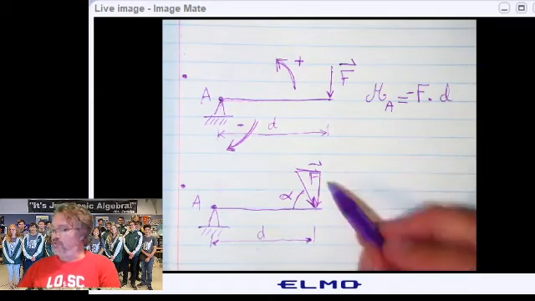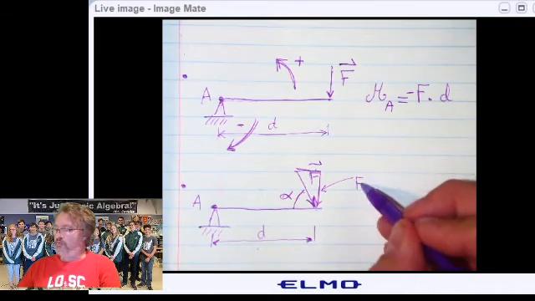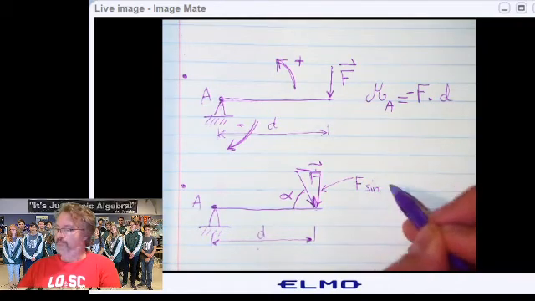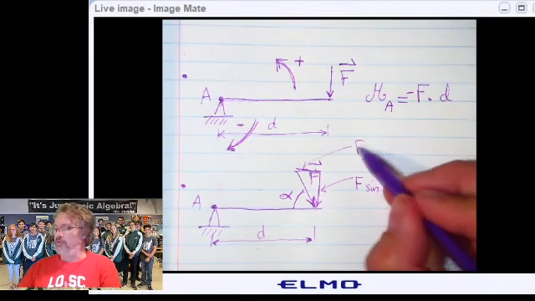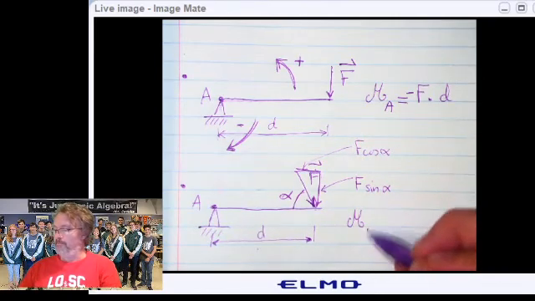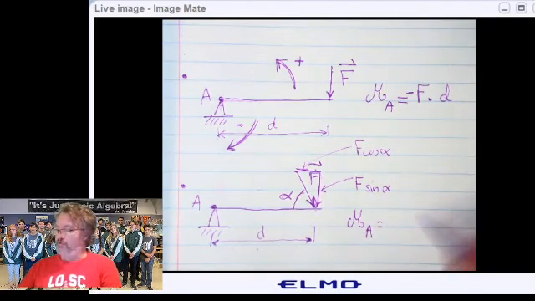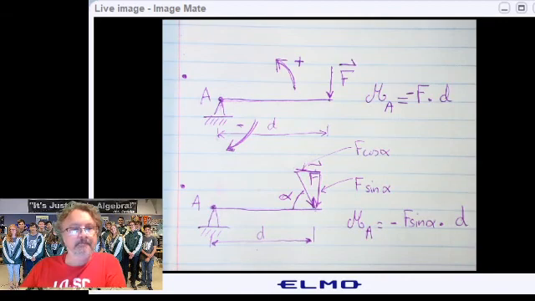Okay. So what is this vertical component right here? Well, its magnitude will be F times sine alpha, as usual, and the horizontal component will be F times cosine alpha. So in this case, what will be the moment around the point A? It's going to be negative F sine alpha times d.